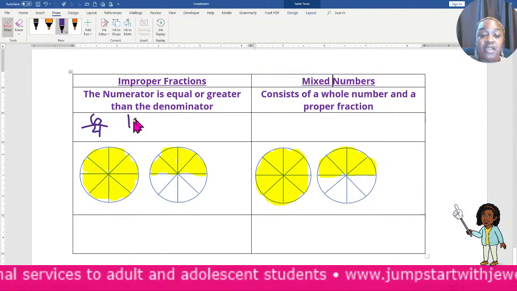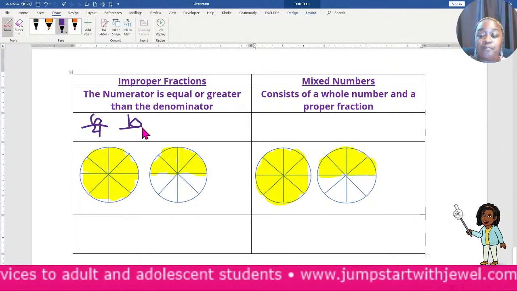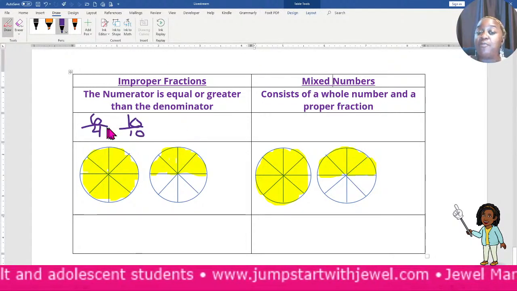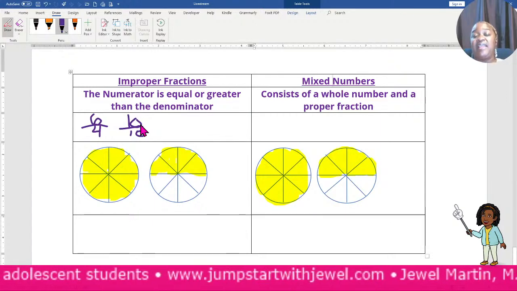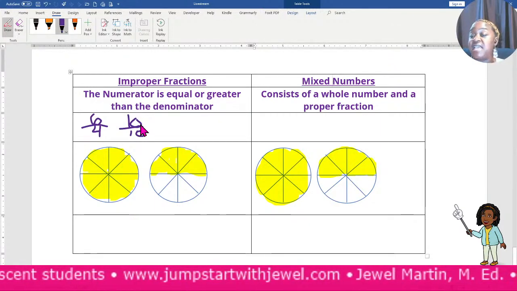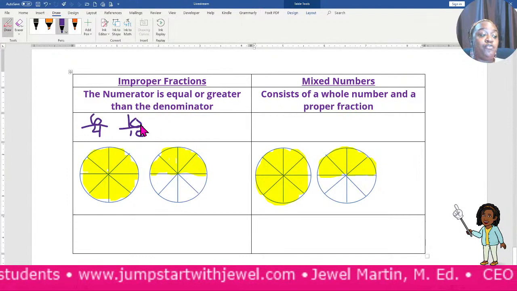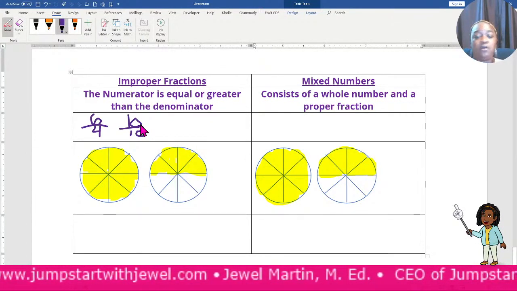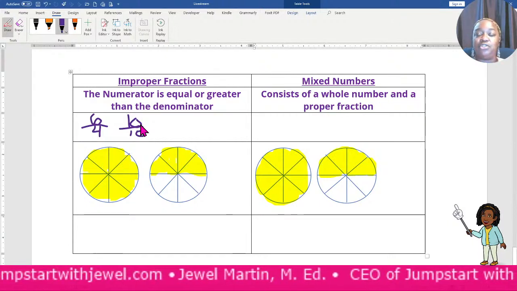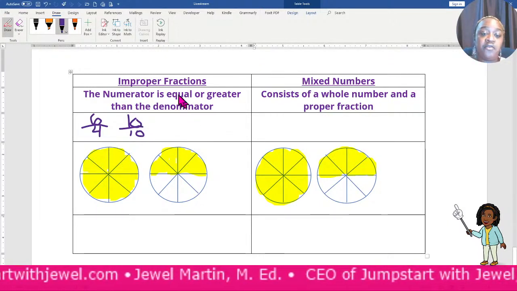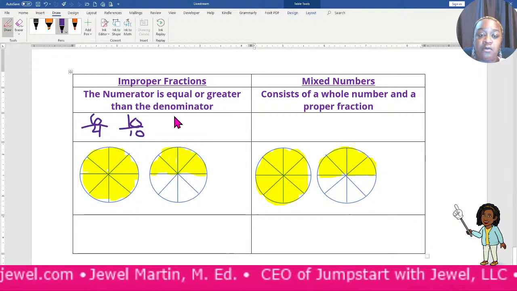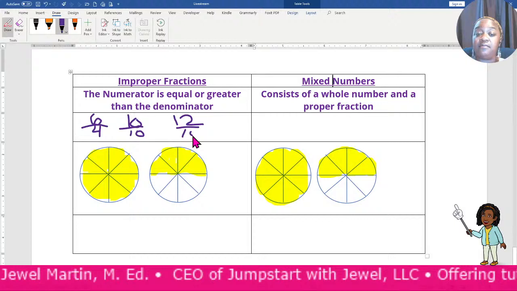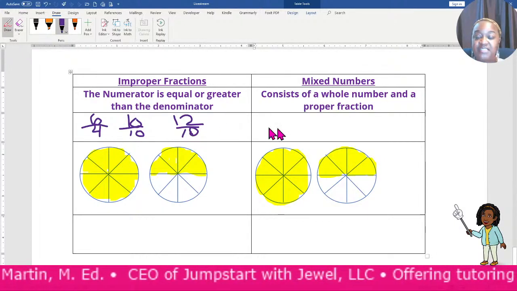So if you see something like 10/10, we know that that is an improper fraction. We don't usually leave fractions like that. 10 out of 10 is the same as 1. So if you ever see a fraction like that where it's 12/12, we know we have to fix that and make it into a 1. Or another improper fraction could be, I don't know, 12/10. So we have to fix that.